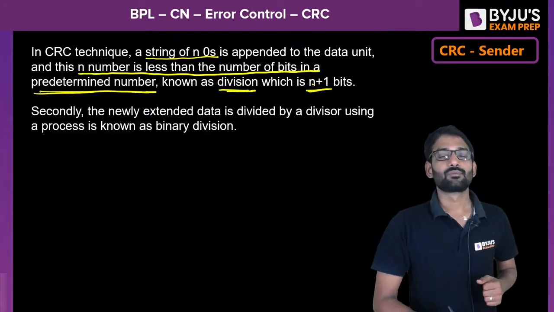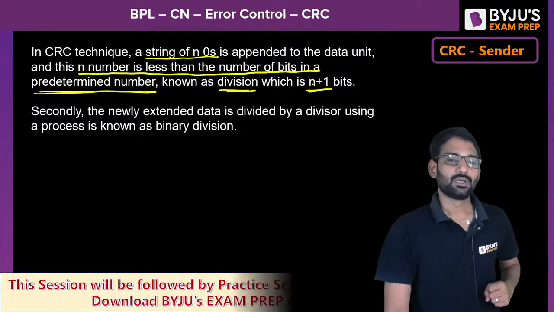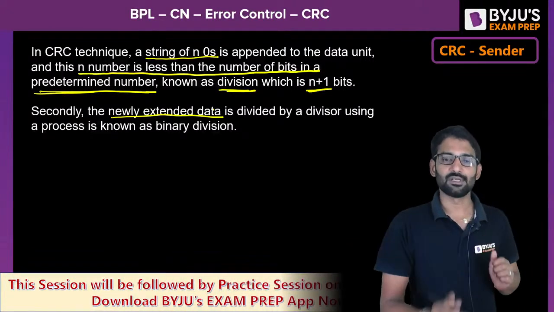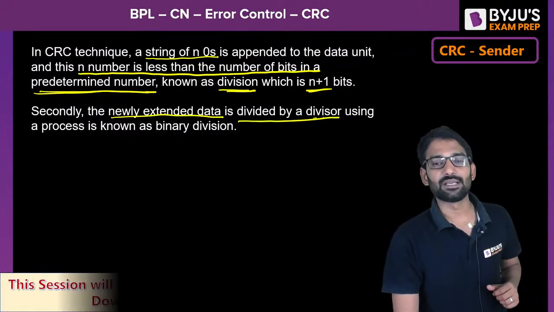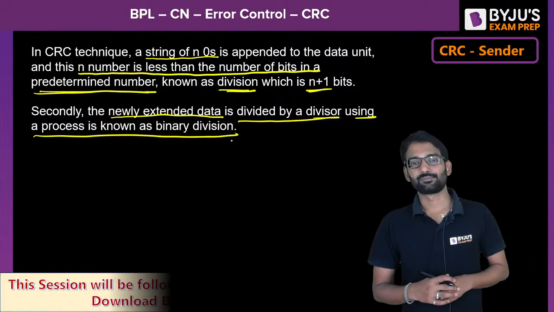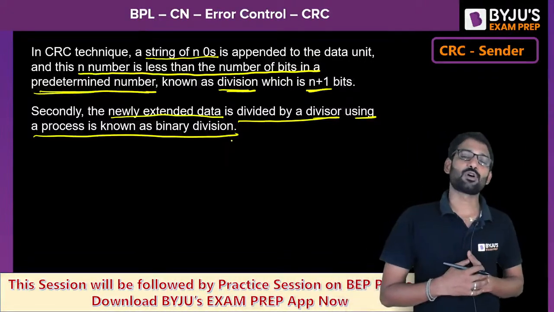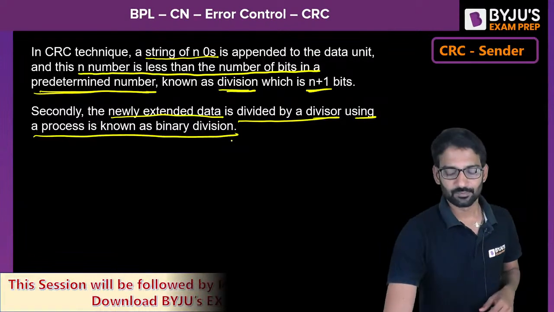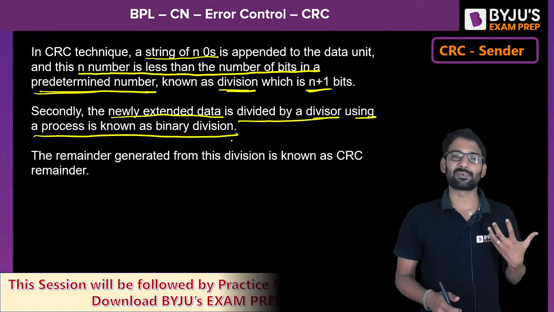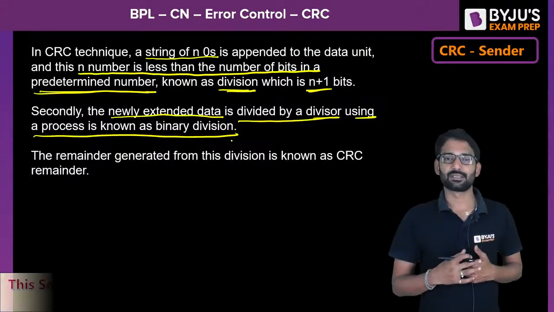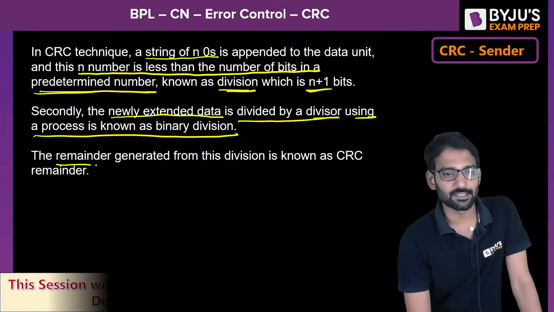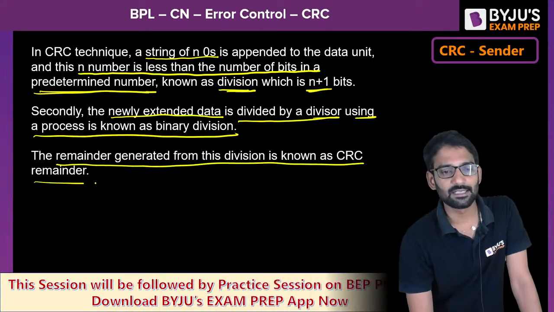Now, once you append, what do you do? This newly extended data, after you append zeros, is divided by the divisor using a process known as binary division, a kind of XOR operation. Then when you divide, we know two results will be obtained. One is the quotient, the other is the remainder, isn't it? So here we require the remainder, guys. The remainder generated from this division is called the CRC remainder.